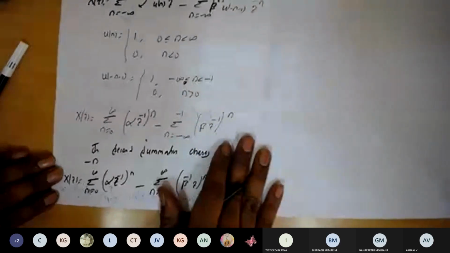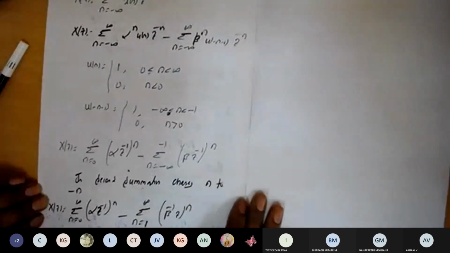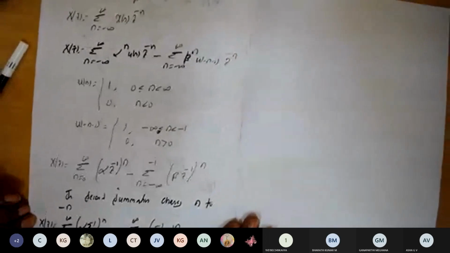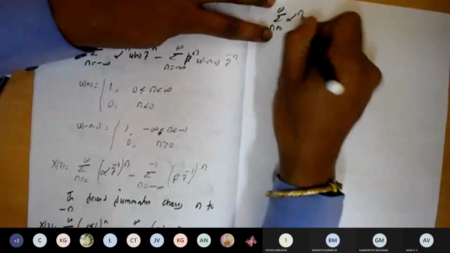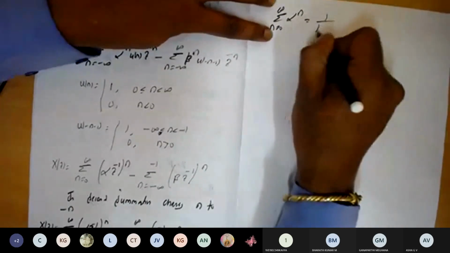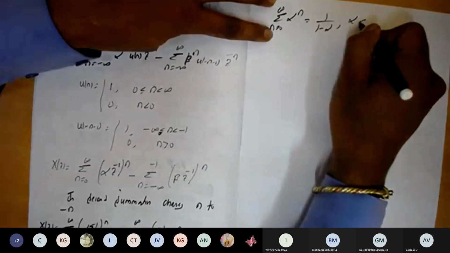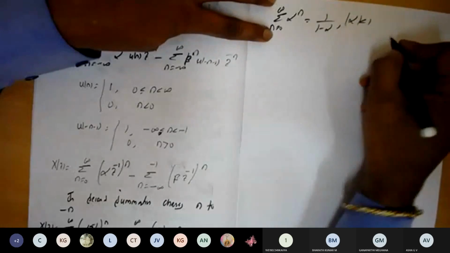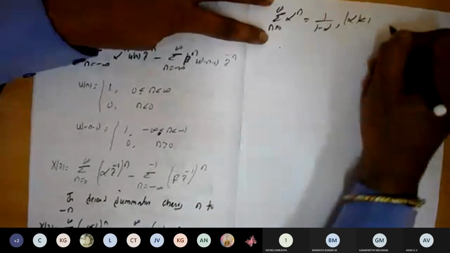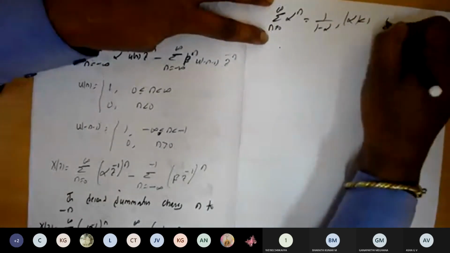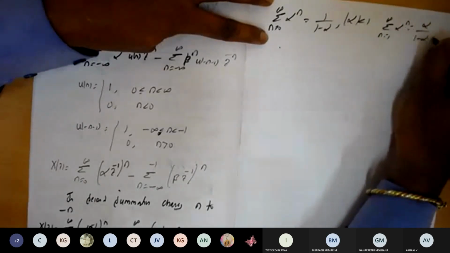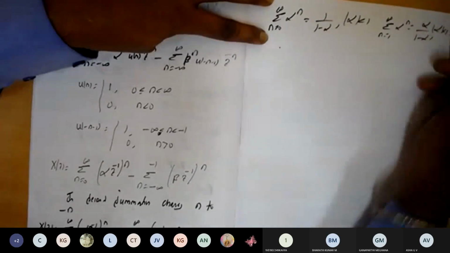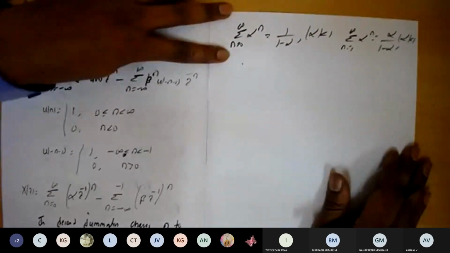For your reference, I am going to rewrite those two formulas here. One is, we know that summation n is equal to 0 to infinity alpha to the power of n is nothing but 1 divided by 1 minus alpha, provided alpha should be less than 1. And the second one, summation n is equal to 1 to infinity alpha to the power of n is equal to alpha divided by 1 minus alpha, provided alpha should be less than 1.